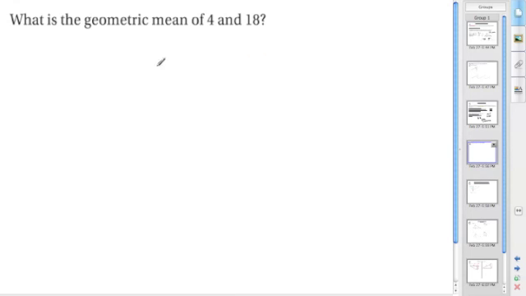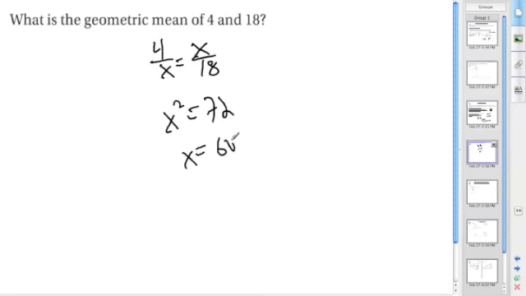For example number 2, 4 over x equals x over 18. So x squared equals 4 times 18, which is 72. Take the square root of 72, and you get x equals 6 root 2, or about 8.485.